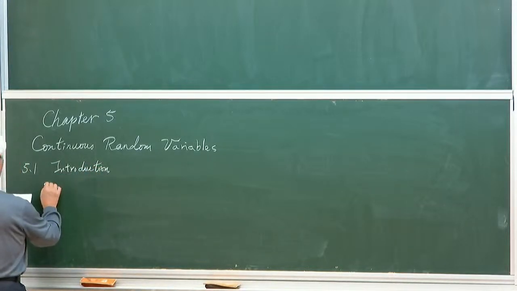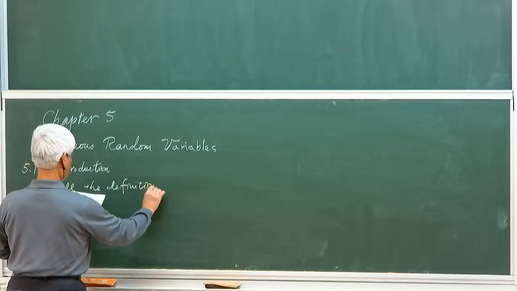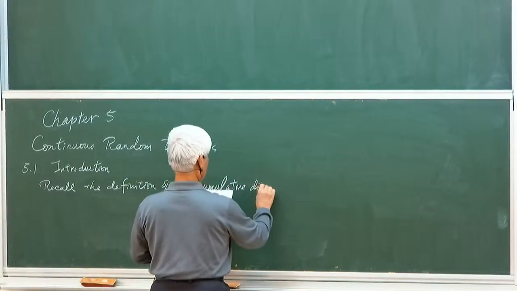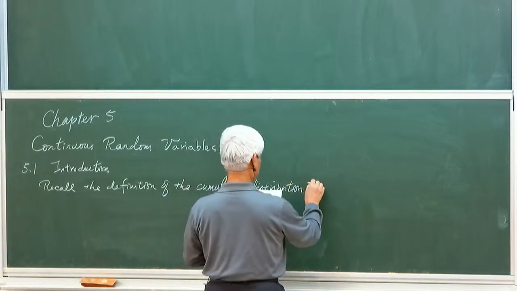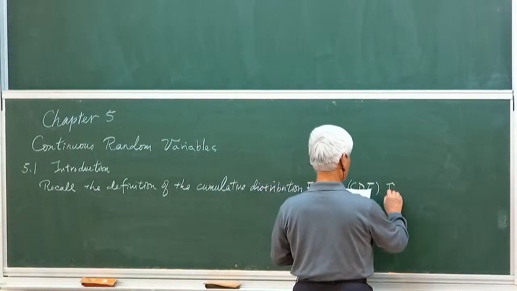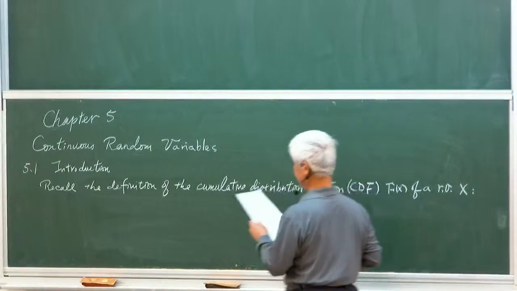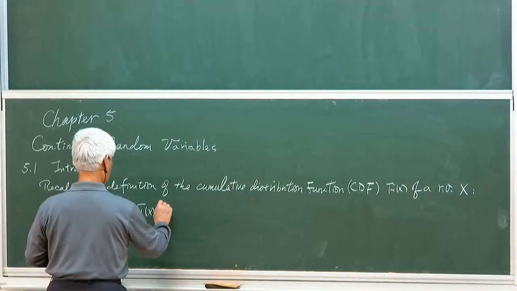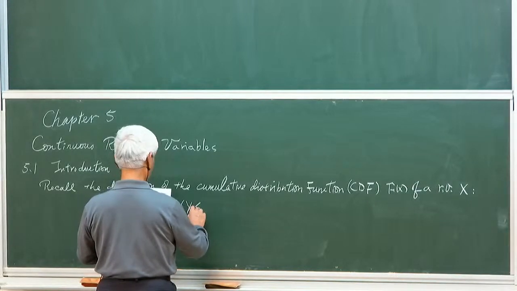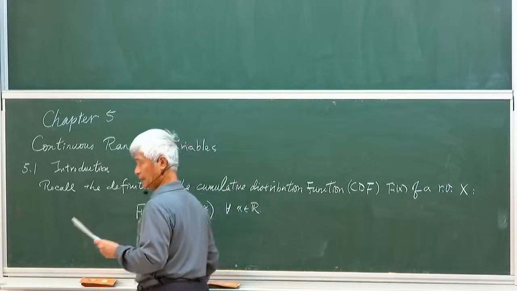Okay, so we first of all recall the definition of the cumulative distribution function, CDF, of a random variable X. So F of x, the CDF, is defined to be the probability of the event that the random variable X is less than or equal to x.